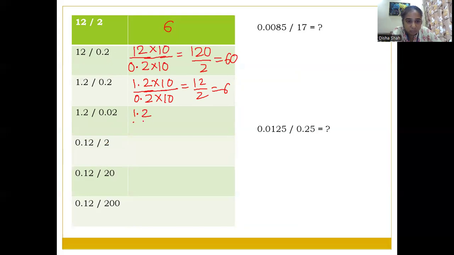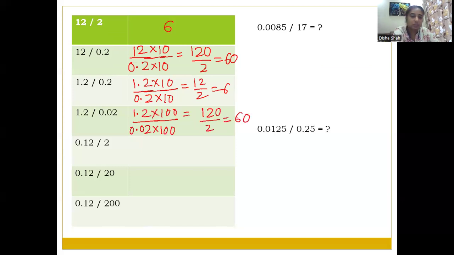Next is 1.2 divided by 0.02. इसको 100 से मल्टीप्लाई करेंगे ताकि पॉइंट हट जाए. So 1.2 into 100 is nothing but 120 by 2. That's equal to 60. Next, 0.12 divided by 2. So initially just consider this as 12 by 2 only. So 12 by 2 is 6.